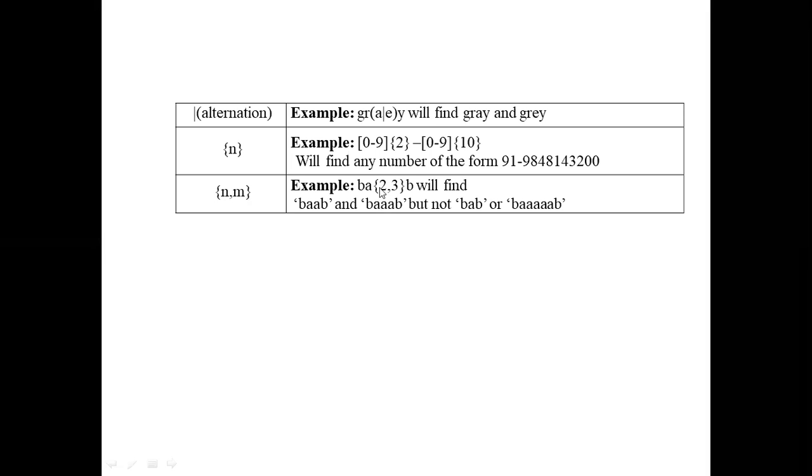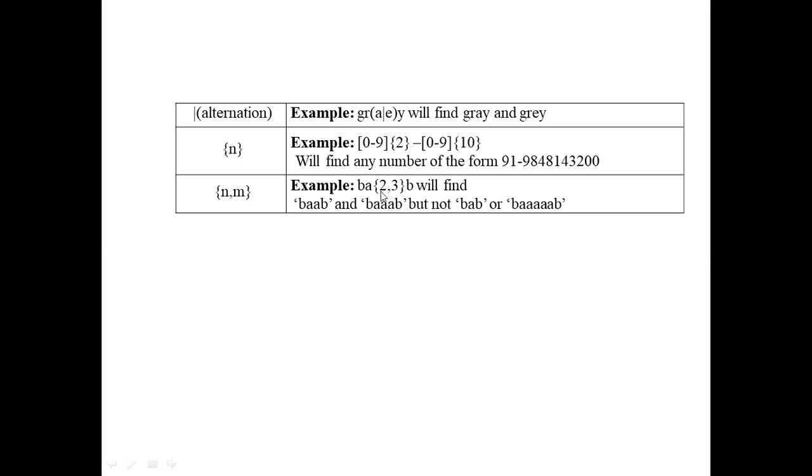Okay, so it matches 2 times A between B and B. A{2,3} means the preceding character is A, so A is repeated 2 times or 3 times, but not more than 3.